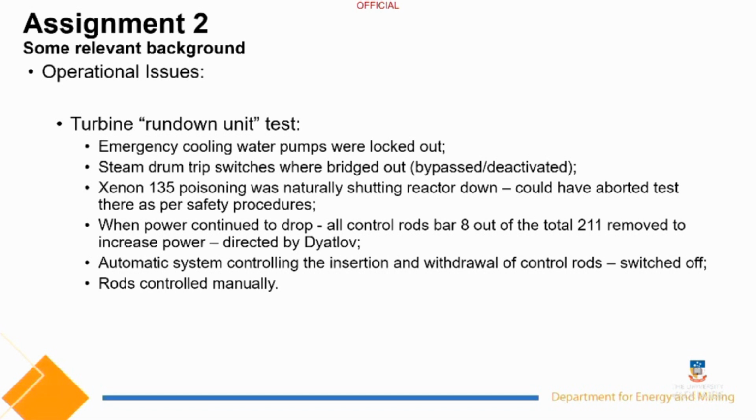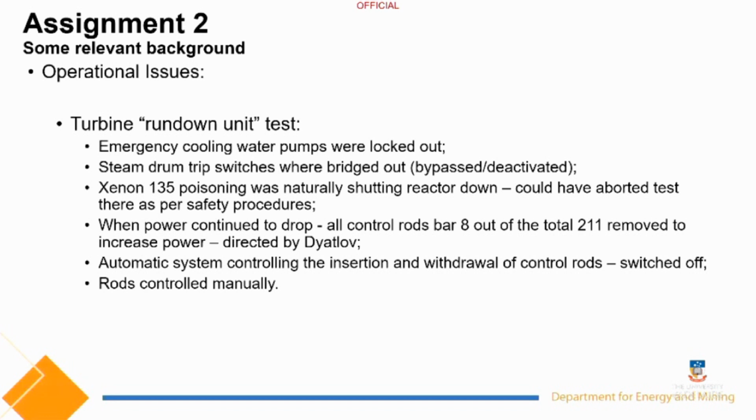The emergency cooling water pumps were locked out, the steam drum switches were bridged, and xenon poisoning was naturally shutting the reactor down as they were doing the test. Protocol was, if you get a poisoned reactor, you abort the test as per safety procedures. Abort the test, go home, and come back the next day. The reactor will be totally safe because there's no reactivity.